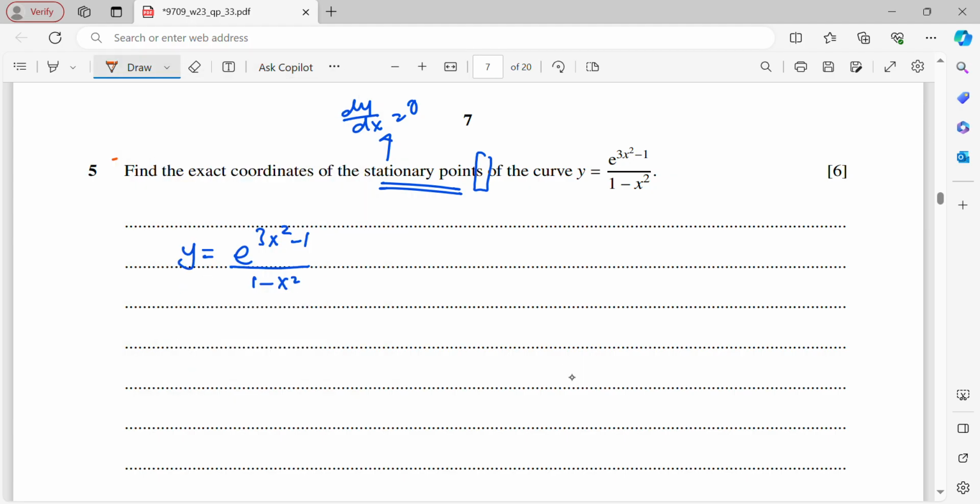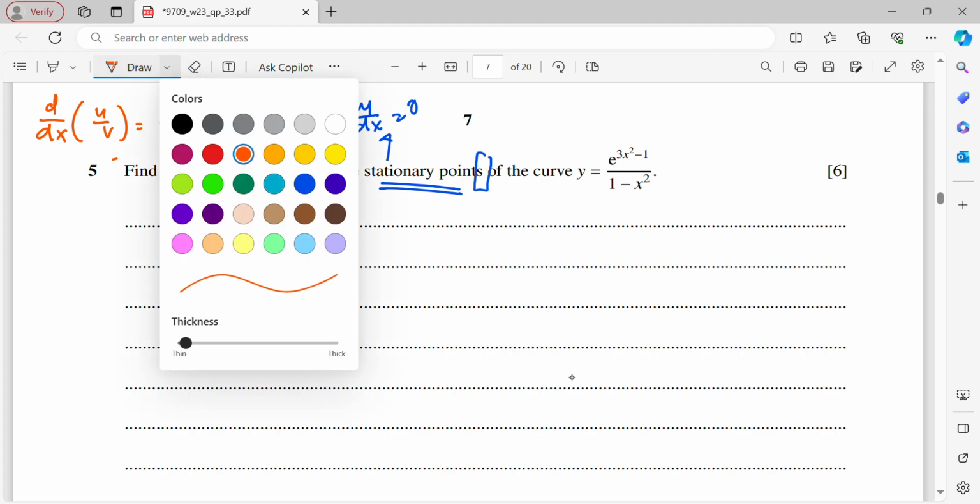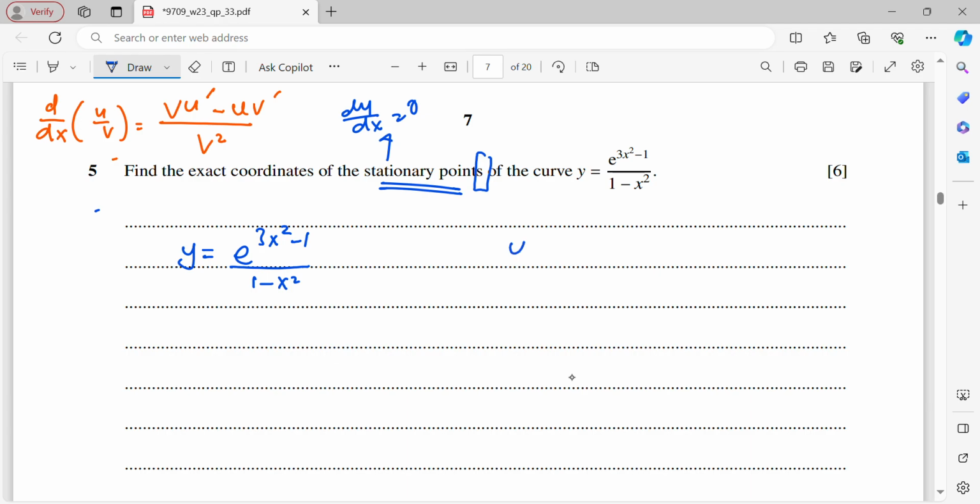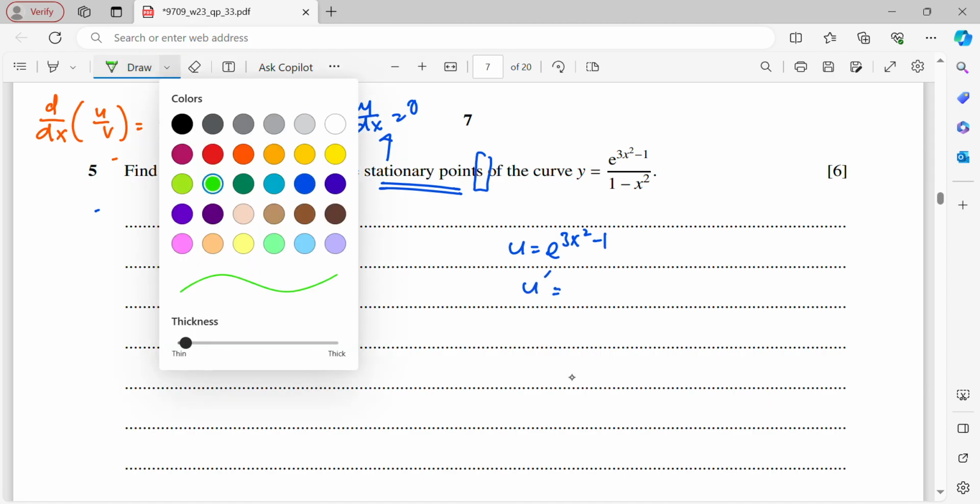So our quotient rule is d over dx of u over v, which is over v squared. Then for the numerator, you rewrite the denominator times u prime, minus u times v prime. So now I will write down the u first. My u is e^(3x^2) minus 1. So now my u prime: to differentiate an exponential function.